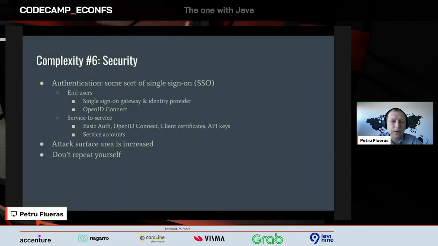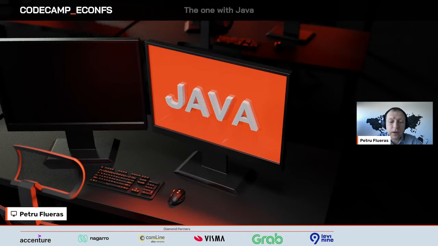With service-to-service authentication, we can go as simple as basic authentication over HTTPS. We can still go with OpenID Connect. Maybe we can implement client certificates or API keys. And most likely, there are scenarios or edge cases when an end user is not involved, and we need service accounts. So this security area becomes really complex in a microservices environment, really complicated.